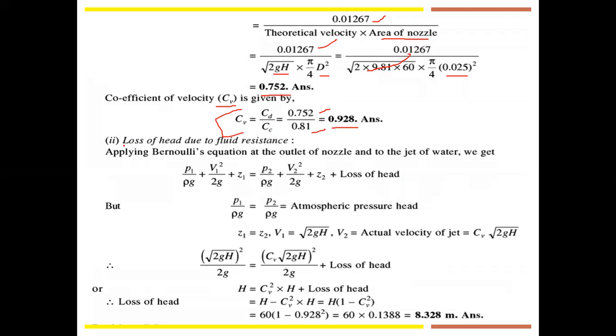Then what is the second thing you have to find? Loss of head due to the fluid resistance, right? Therefore, applying the Bernoulli's equation at the outer nozzle to the jet of the water, what are we getting? This one. These are the formulas you already used in some other unit, the third unit. Now, pressure energy plus kinetic energy plus datum energy is equal to pressure energy plus kinetic energy plus datum energy plus loss of head. Why? Because you are using the loss of head concept.